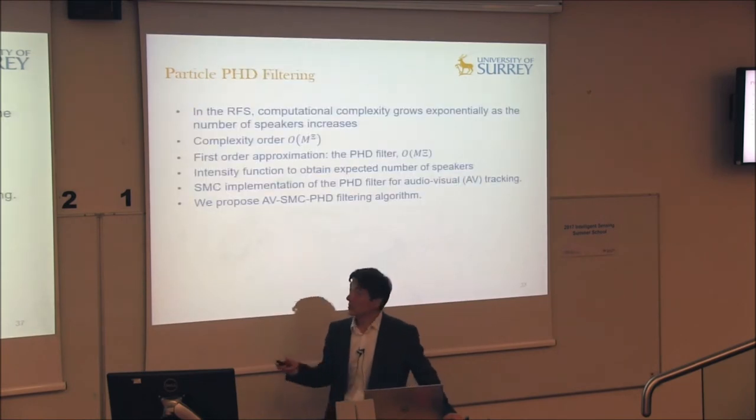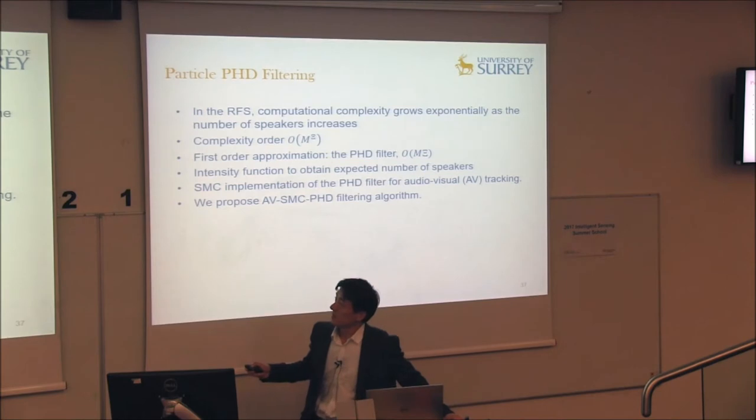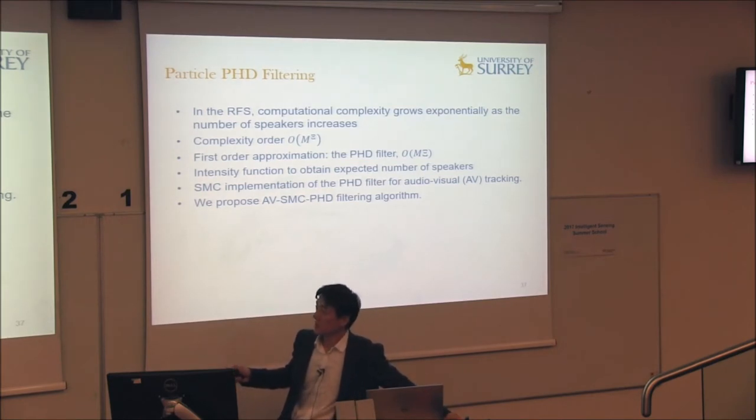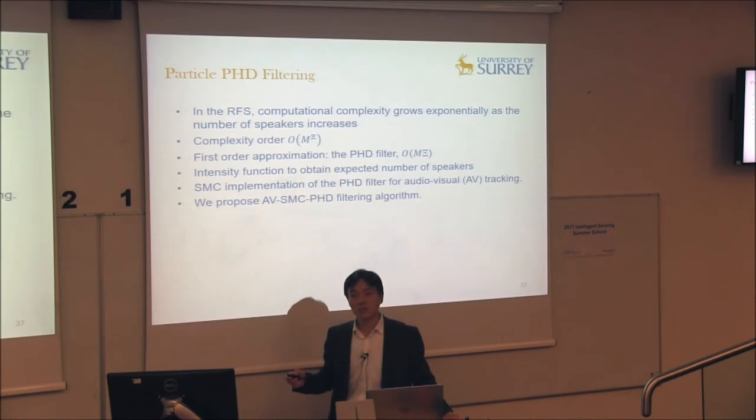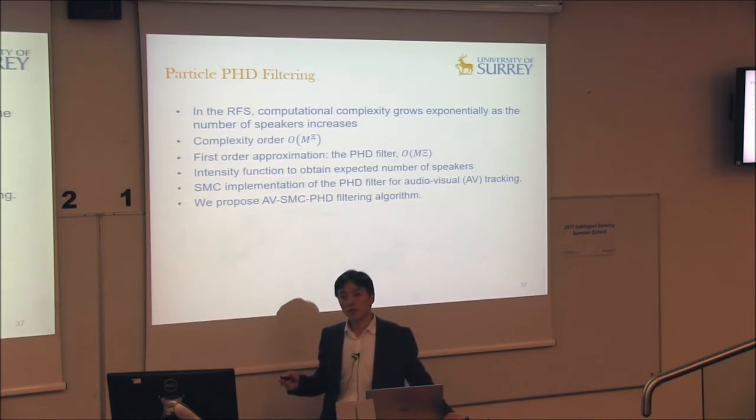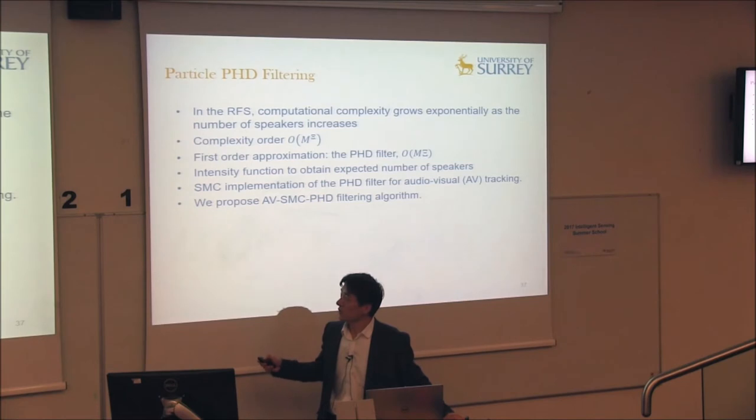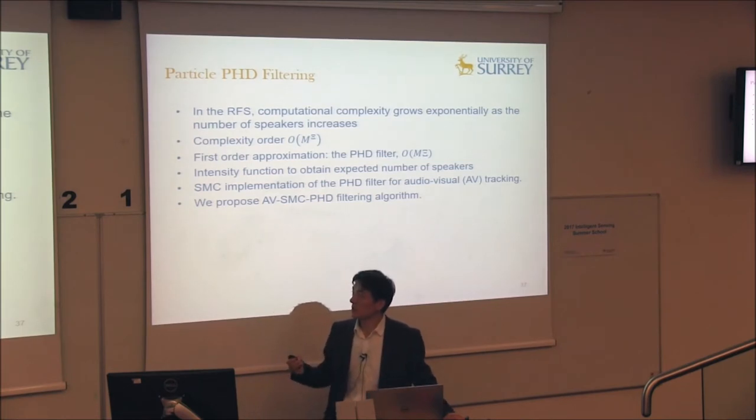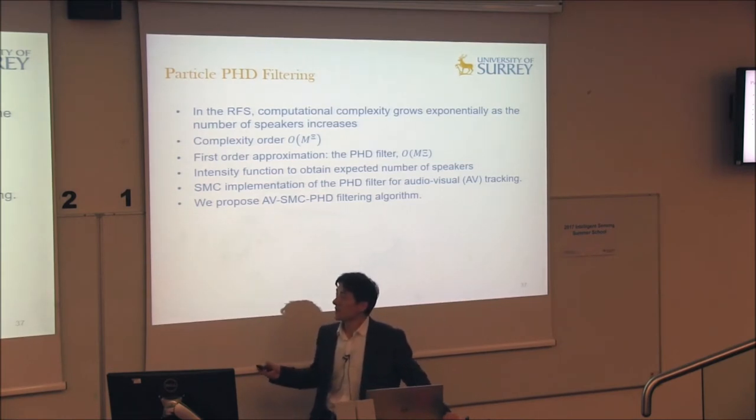And as I said, the random finite set, the challenge is that the complexity could be very high because this is the number of measurements and the number of speakers or number of targets. So depending on how many targets you are dealing with, this can increase quite sharply if you have many more targets that you wish to track. And for PHD filter, this is the first order approximation of the random finite sets, which the order is linear with respect to the number of speakers.